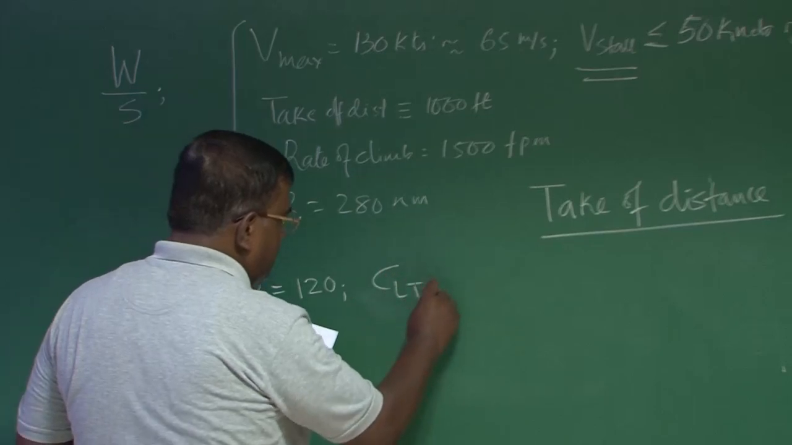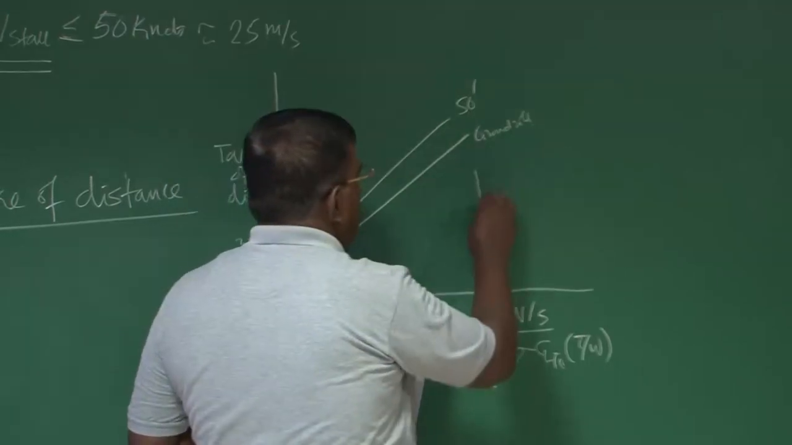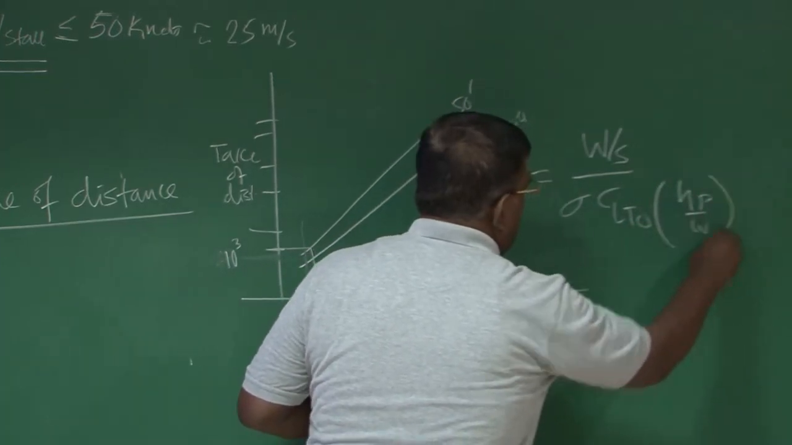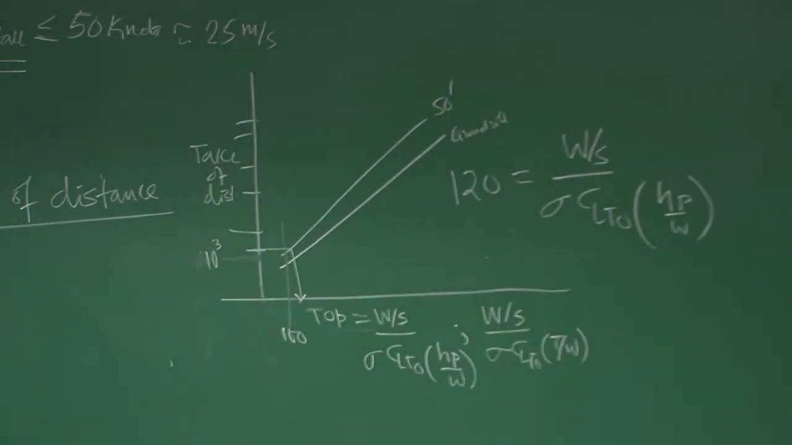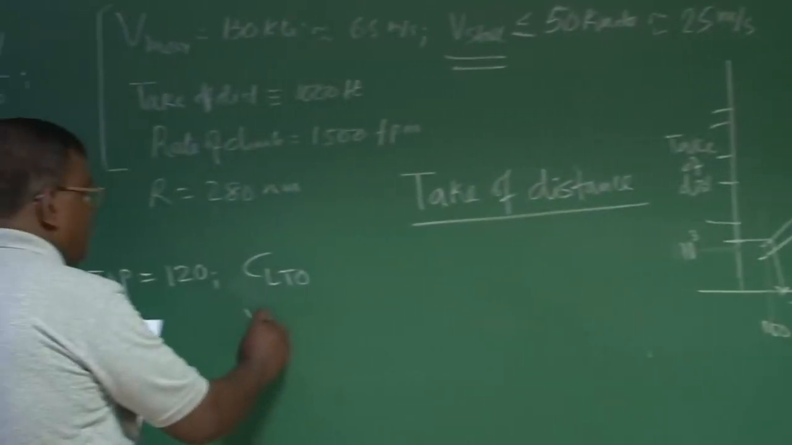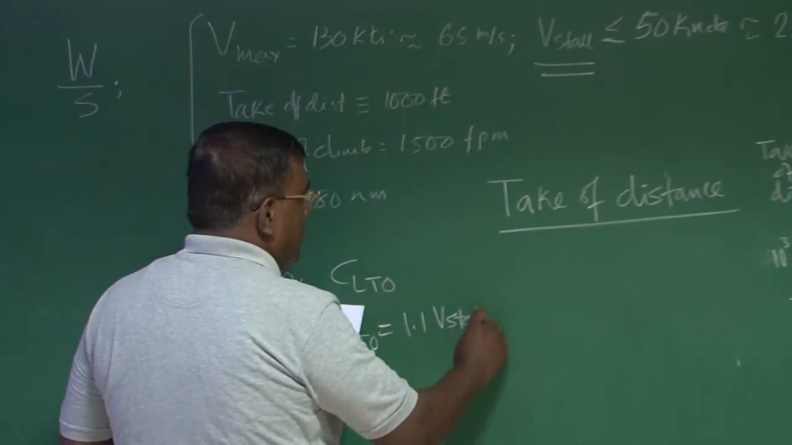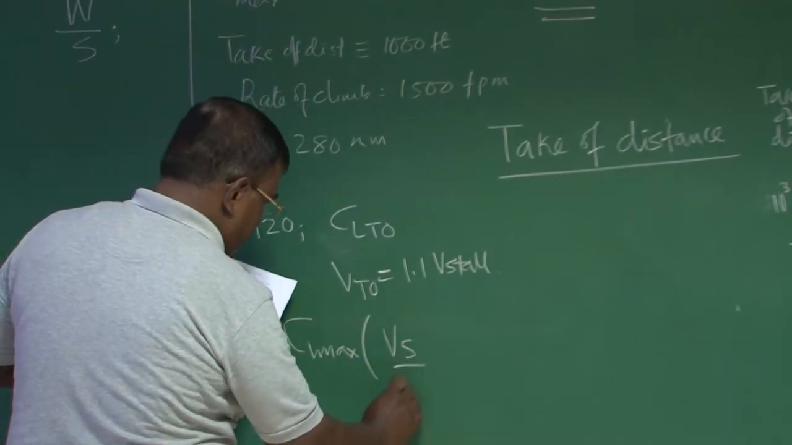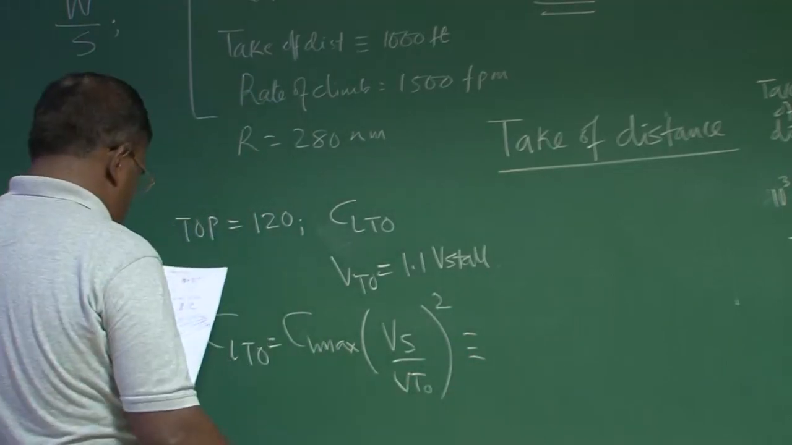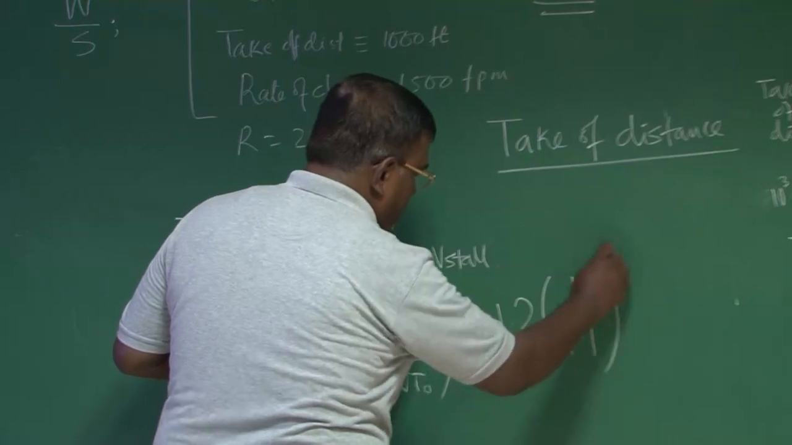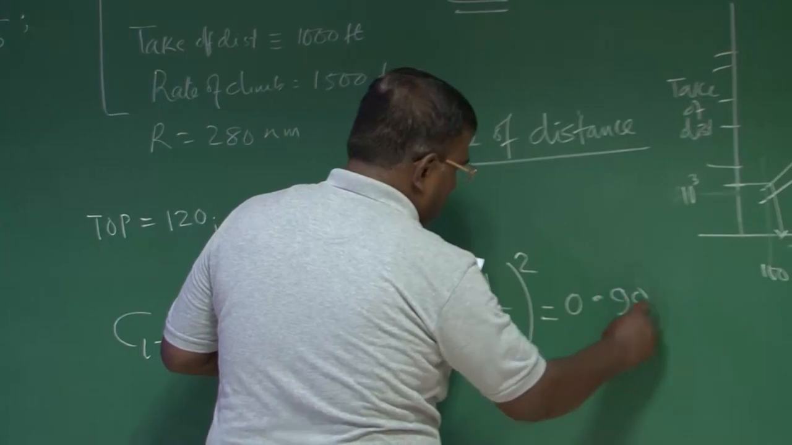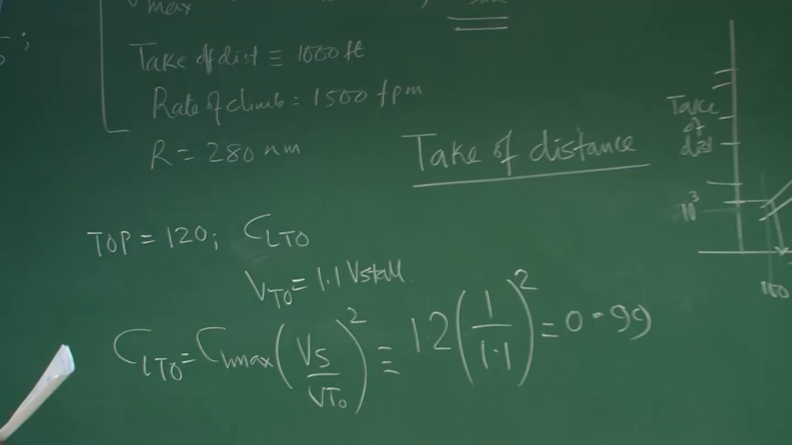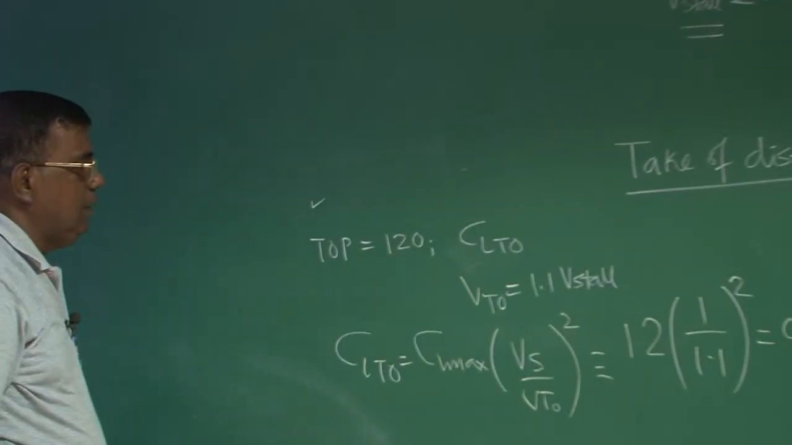I need to know what CL takeoff is, because what I will do, I'll write 120 equal to W by S by sigma CL takeoff into HP by W. We are solving this case for a propeller-driven airplane. So I need to know what CL takeoff is, and you all know V takeoff is taken as 1.1 V stall. So I can easily write CL takeoff is equal to CL max into V stall by V takeoff square, which is equal to 1.2 by 1.1 square, and this is equal to 0.99. That is CL takeoff. This is clear? V takeoff equal to 1.1 V stall. I'm mechanically putting these numbers here. So CL takeoff is CL max into Vs by V takeoff square, which comes down to 0.99.